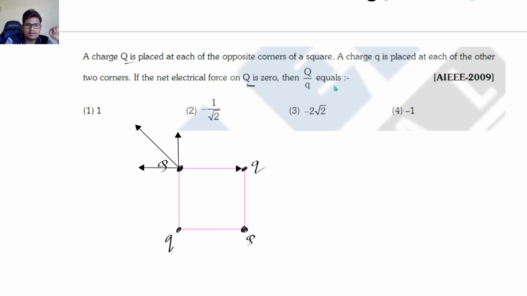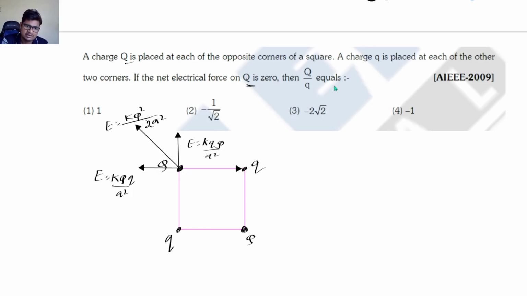So if I write the electric field, this is kQ by a square. Here also E equals kQ by a square, and here the electric field will be E equals kq square divided by root 2 times a square. So the distance is root 2 a, so this will become 2a square.